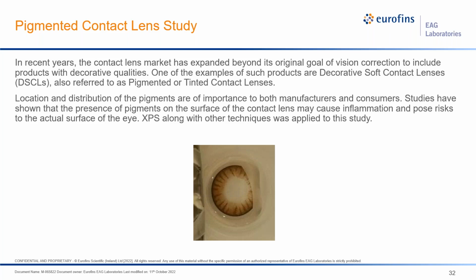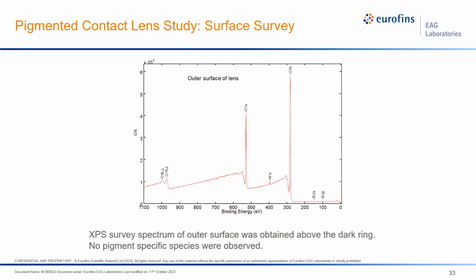And this lens was purchased, and we analyzed the area right above one of those brown spots. And this is a survey scan from that location. As you can see, there are carbon, oxygen, some low level of nitrogen and silicon, but no indication of pigment specific species.